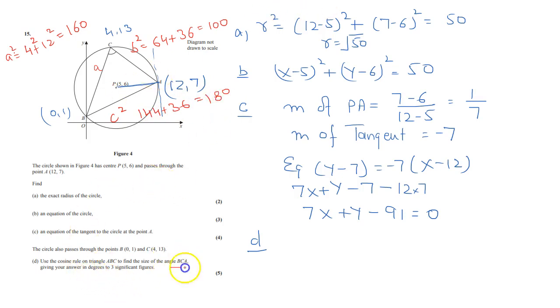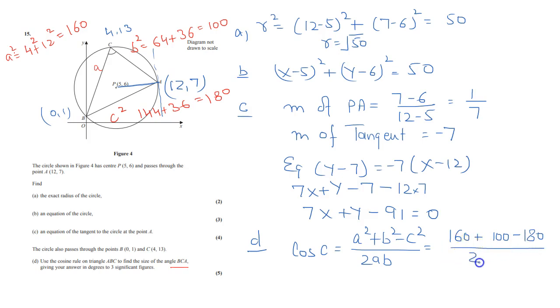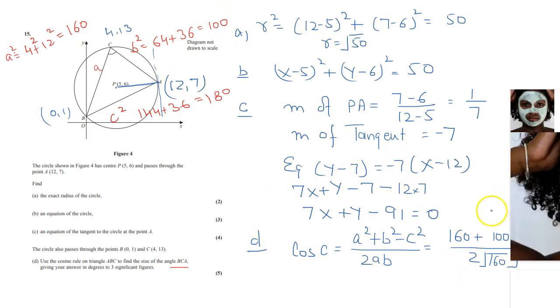Now we have to find angle BCA. Use cos rule. So I can write cos C is equal to A square plus B square minus C square over 2AB. So A square is 160 plus B square is 100, minus C square is 180, over 2 times root 160 times root 10.